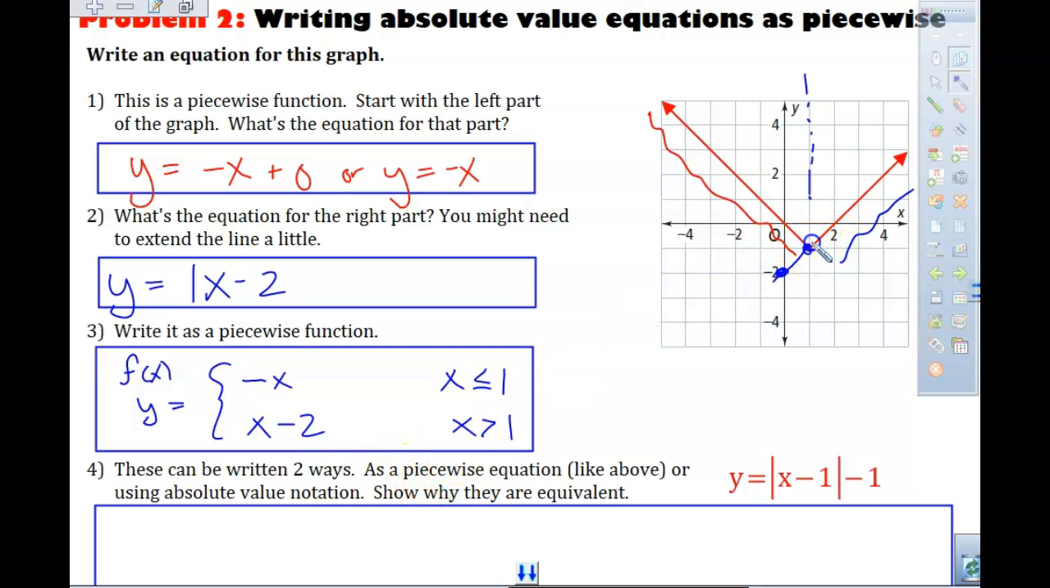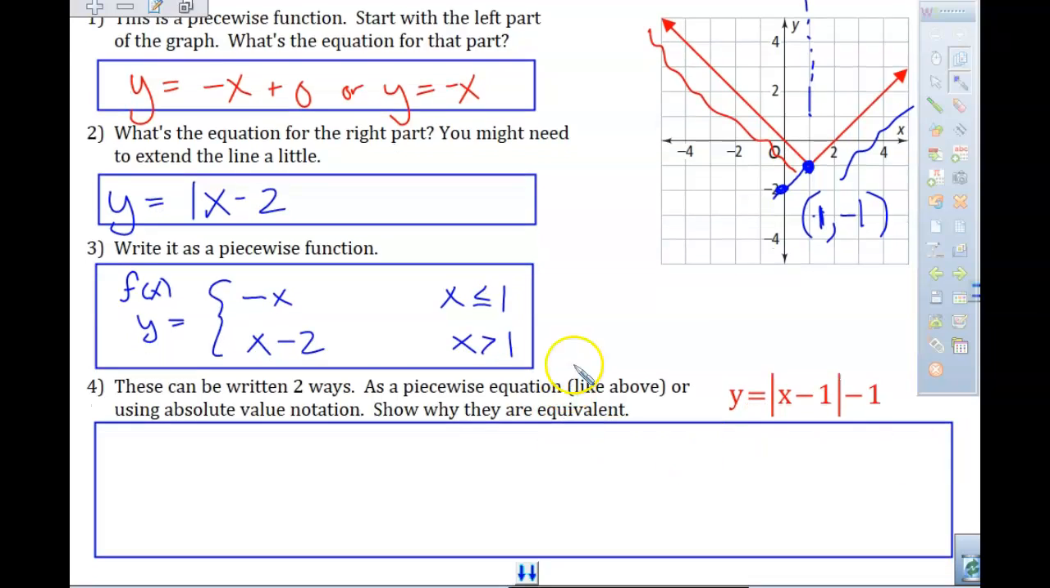This point right here is our vertex. Andrew, where is that located? Ooh, careful. +1 and then -1. So it says there are 2 ways that we can write this: as a piecewise, like here, or using absolute value, which is shown right here.